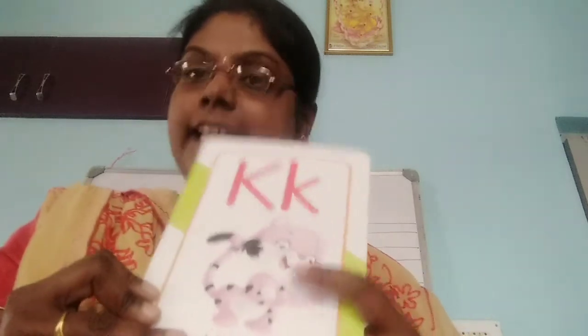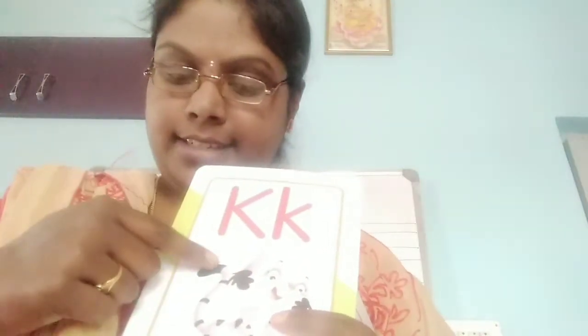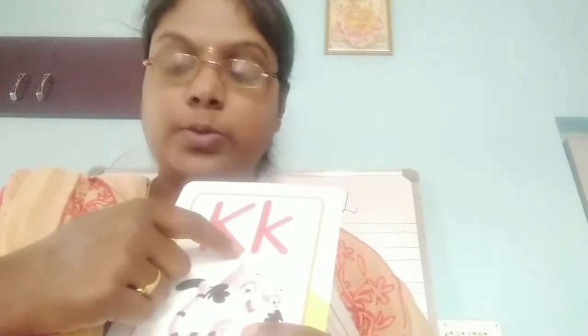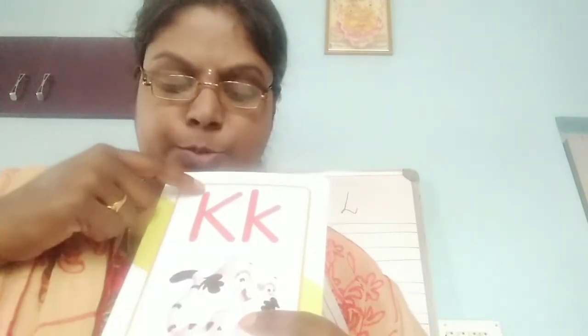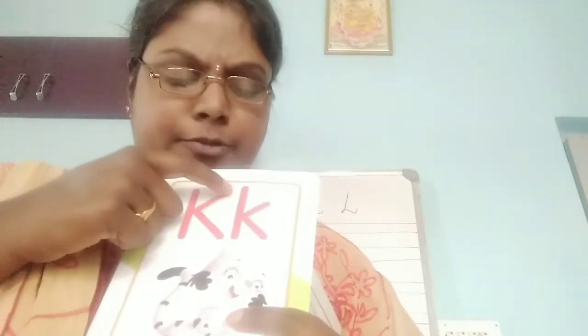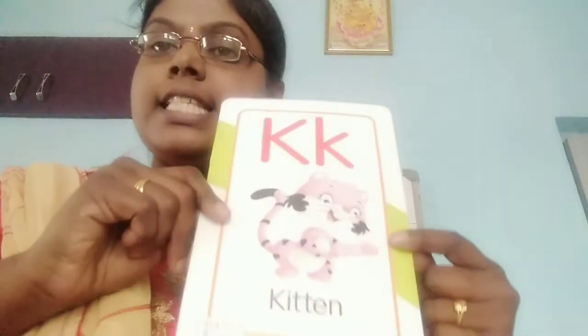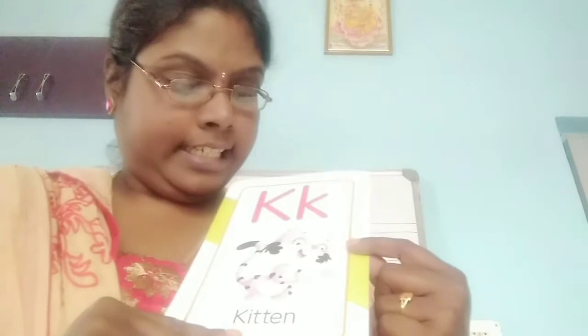This is letter K. A standing line, one slanting line and one down slanting line. Put the standing line, and from here make a slanting line, and from here make a down slanting line. Then it becomes K. K says K. K for kitten. A kitten is a baby of a cat.